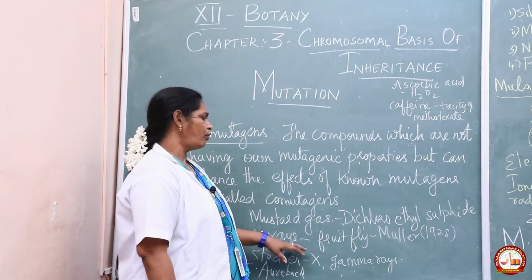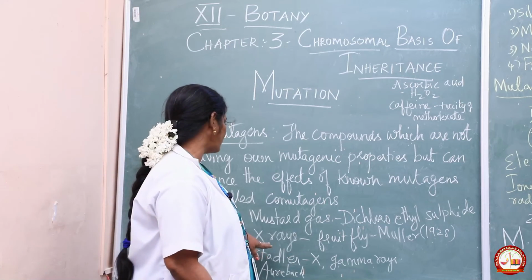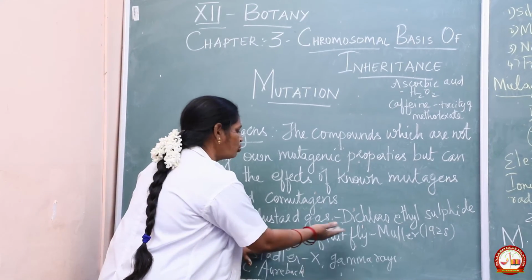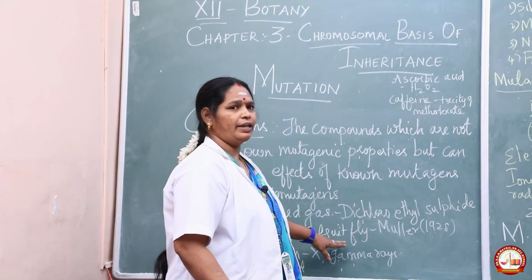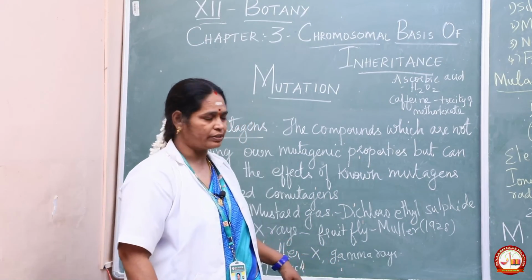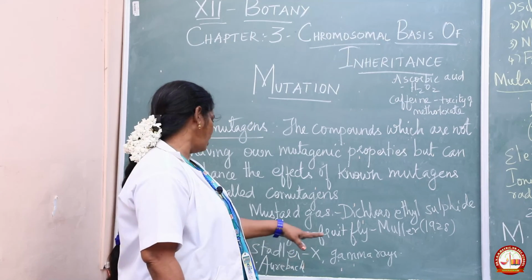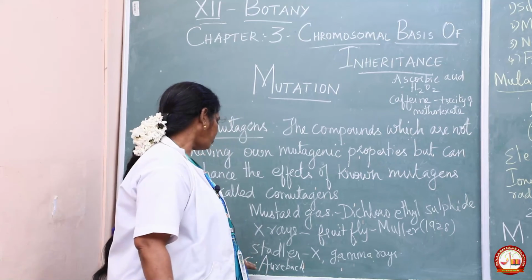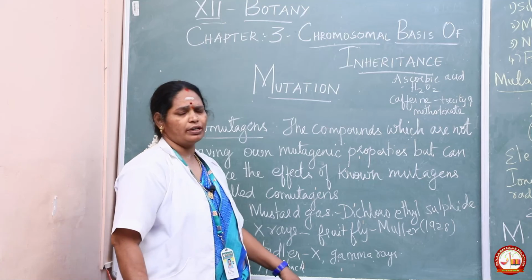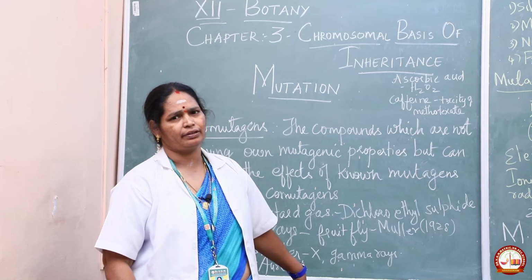Likewise, the fruit fly does not itself have mutational properties. X-rays were used on it by Muller in the year 1928, and thus the fruit fly showed mutation. Okay, children. And likewise, Stadler also used X-rays and gamma rays to induce mutation in plants, and chemicals were also used to mutate plants.